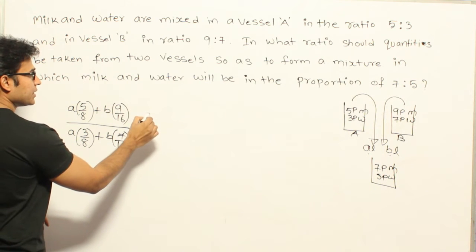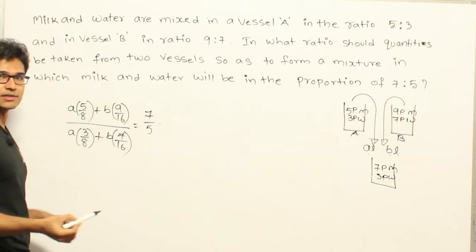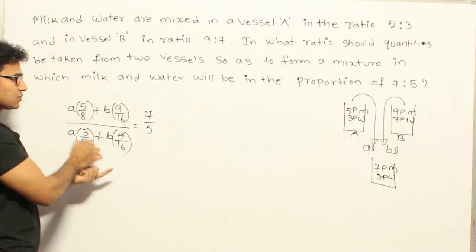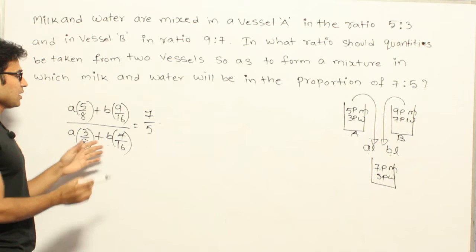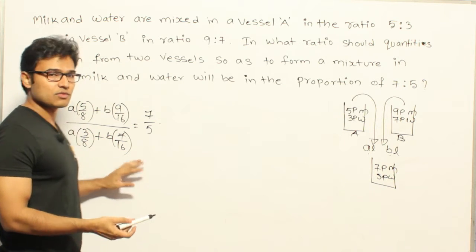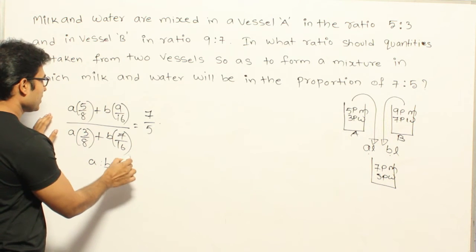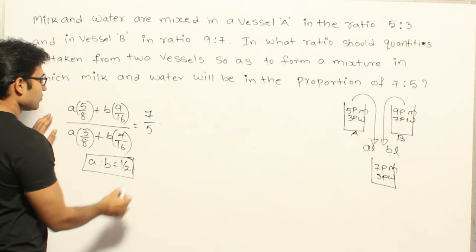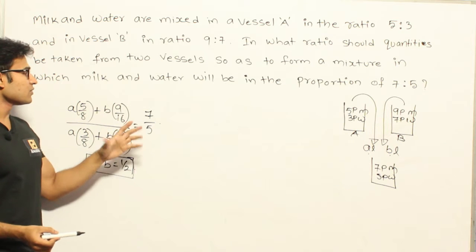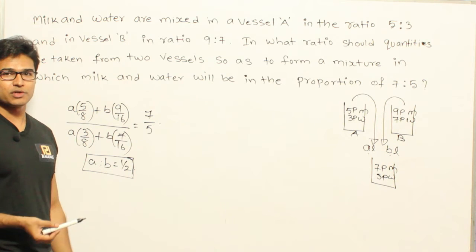Now they have given that this milk to water is equal to 7:5. Are you getting this? In the final mixture, this is going to be the milk and this is going to be the water. It is going to be 7:5. Now you can apply cross multiplication and find the ratio between A and B. If you solve it, you are supposed to get A to B equal to 1:2. But if you don't remember any formula of alligation, you can go this way, but it might be somewhat difficult to compute. I mean, not difficult, but not very fast. You cannot do it very fast.